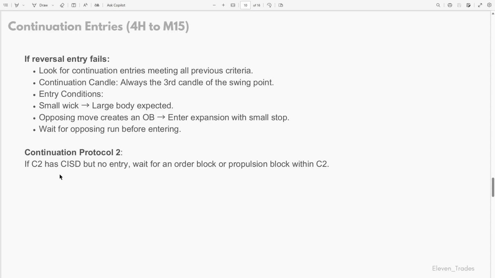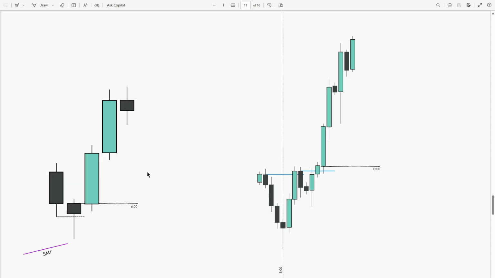All the criteria are meeting, and if the change in state of delivery is not giving you an entry, then you can use the propulsion block or the continuation order block within the candle 2. So here is the schematic of the model. We have the 2 a.m. candle opposing run, the 6 a.m. candle reversal. It is closing inside the range and it is having that SMT divergence. So all of the criteria are meeting.